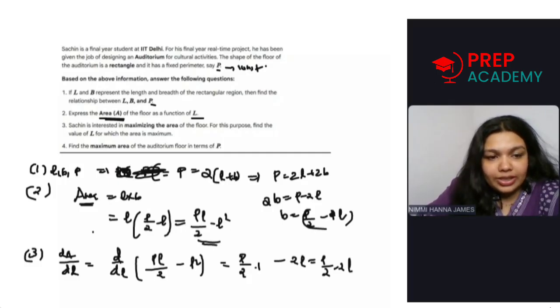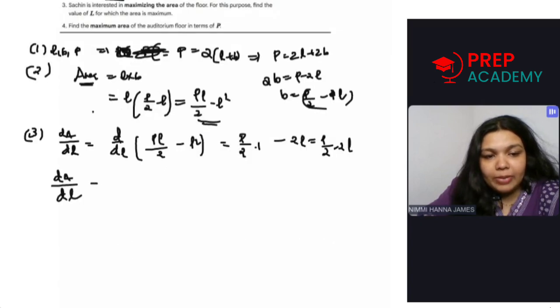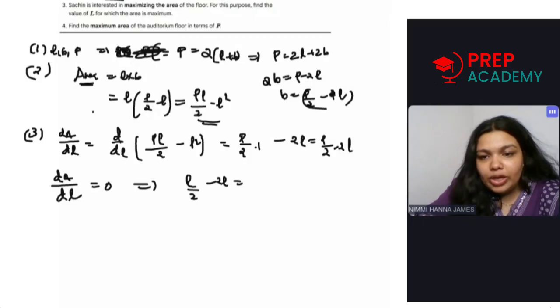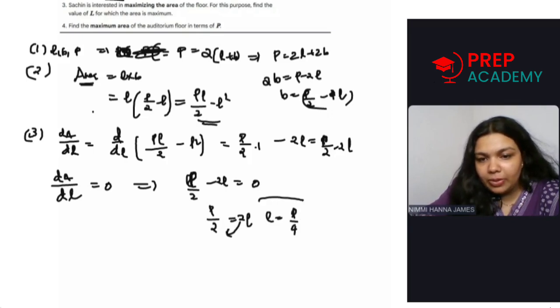If we want to find the critical point, what do we do? To find the critical point, dA by dL is equal to 0. Sorry, this is P by 2. P by 2 minus 2L is equal to 0. Now we want to find the value of L: P by 2 is equal to 2L, and this 2 comes here, so we get L is equal to P by 4. So L is equal to P by 4 is the critical point.